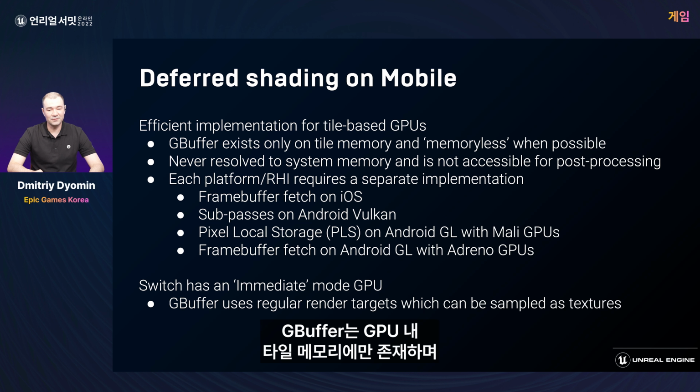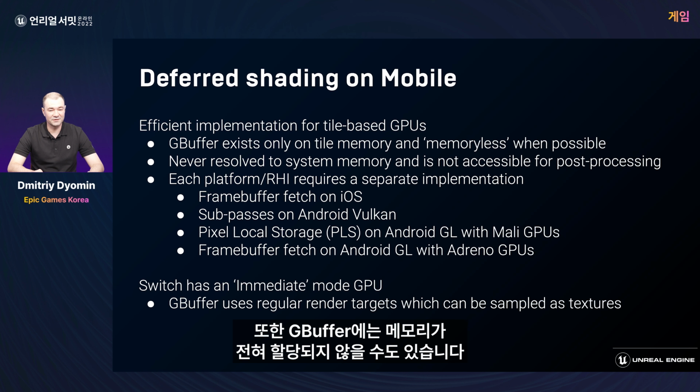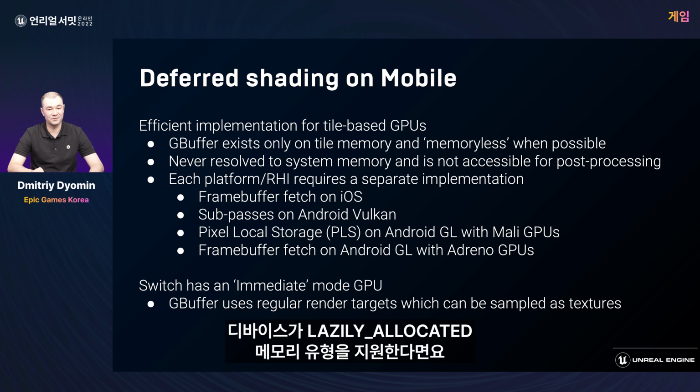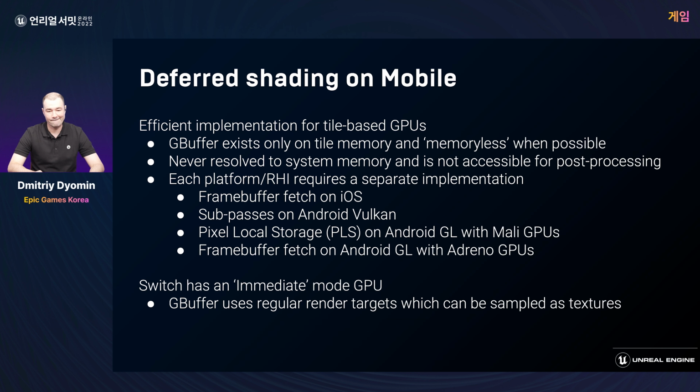The gbuffer exists only in tile memory inside the GPU and is never read or stored to system memory. The gbuffer also does not have any memory allocated when the device supports lazily allocated memory type. Since the gbuffer does not exist in memory, it cannot be sampled as a texture in the post-processing.